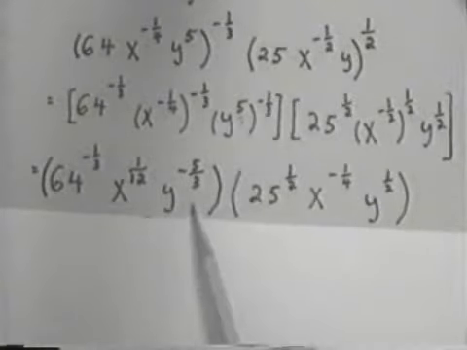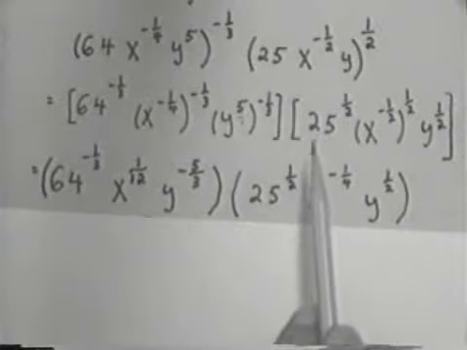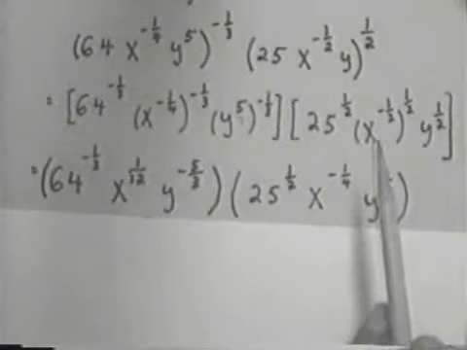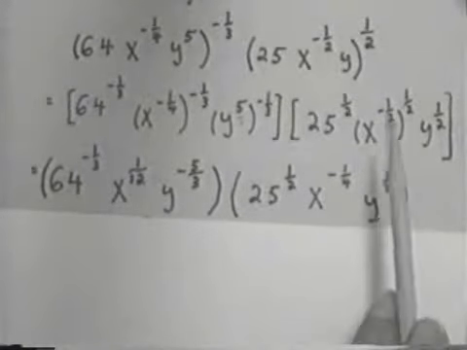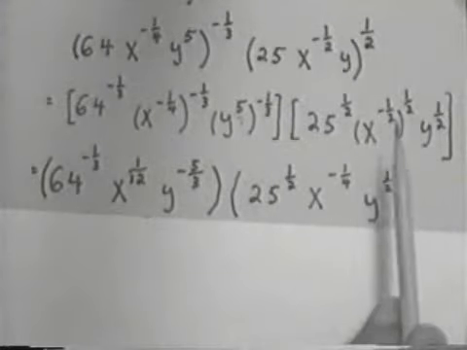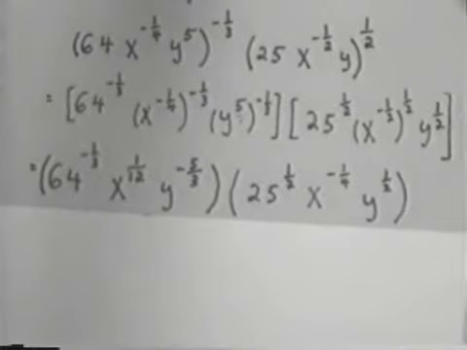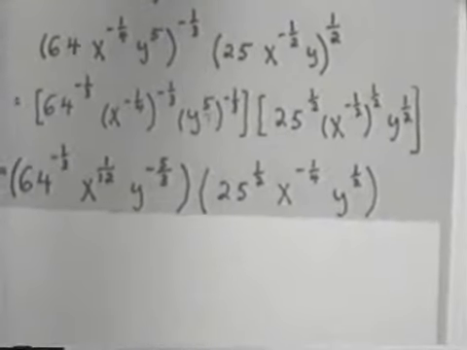So I raise a power to a power. I keep the base, multiply the exponents. I have 25 to the 1/2. And here I'm raising a power to a power again. To raise a power to a power, keep the base, multiply the exponents. A negative 1 times 1 is a negative 1. 2 times 2 is 4. And then we have y to the 1/2.